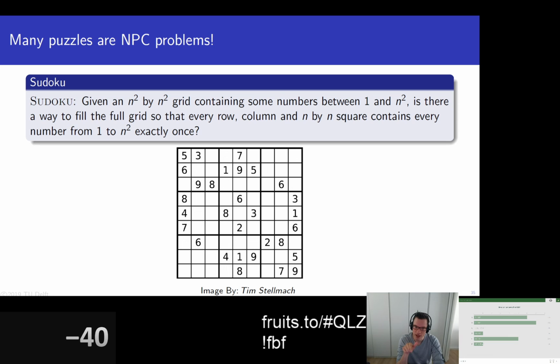Can it be done? Right? So given one of these grids, can we fill it out? That is the question. This question is also NP-complete.